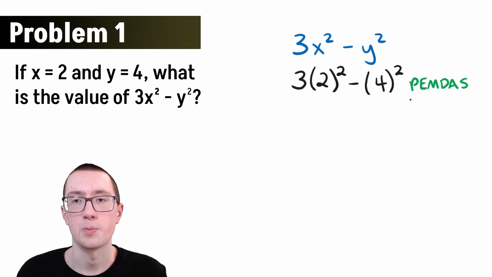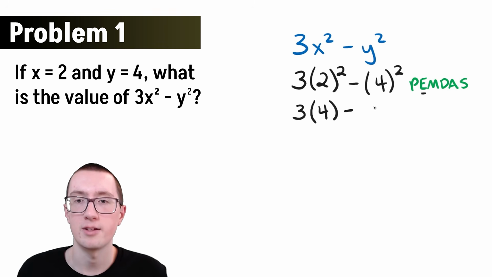And remember that according to PEMDAS, which is just the order that you should do things in, we don't have anything inside of parentheses, but we need to do exponents before we do anything else. So these two things are exponents here. So let's solve our exponents. So the 3 stays the same, and then 2 to the 2, or 2 squared, that means 2 times 2, which is 4. And then minus, and here we have 4 squared. That means 4 times 4, which is 16.